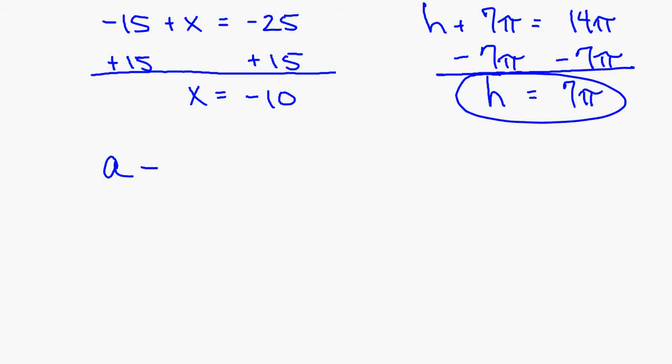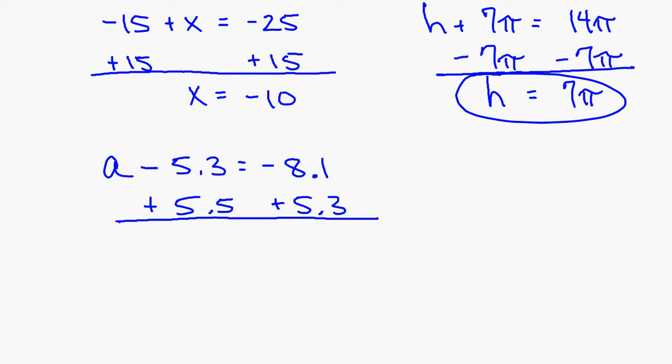If a minus 5.3 is equal to negative 8.1, can anybody tell me what you would do here to solve for a? Good. You would add 5.3 to each side. And a is going to be equal to negative 8.1 plus 5.3, which is negative 2.8.